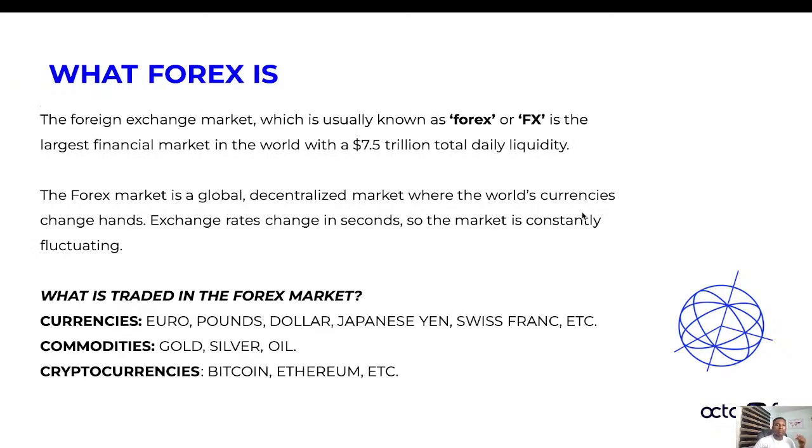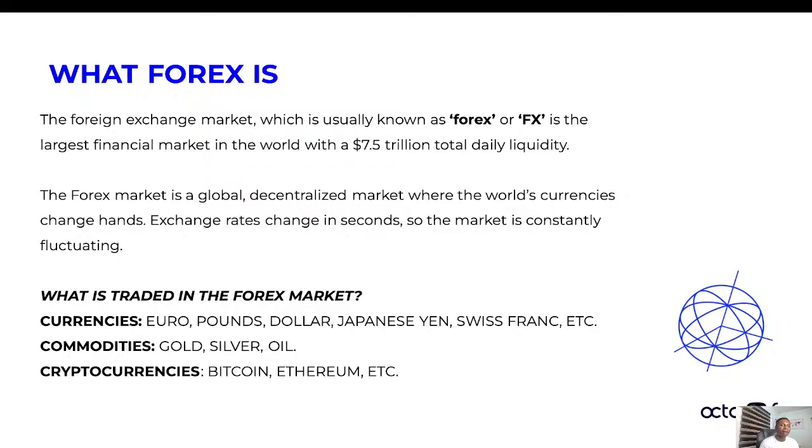Now, the first question is, what is Forex? This is a very important question. Forex is a short form of foreign exchange. The foreign exchange market, also known as Forex or FX, is the largest financial market in the world. This is because it has over 7.5 trillion trading volume, daily liquidity, which means what moves around the market daily is 7.5 trillion. That is a lot of liquidity.